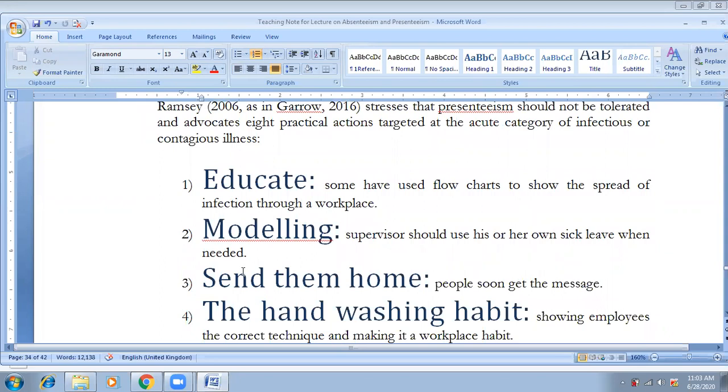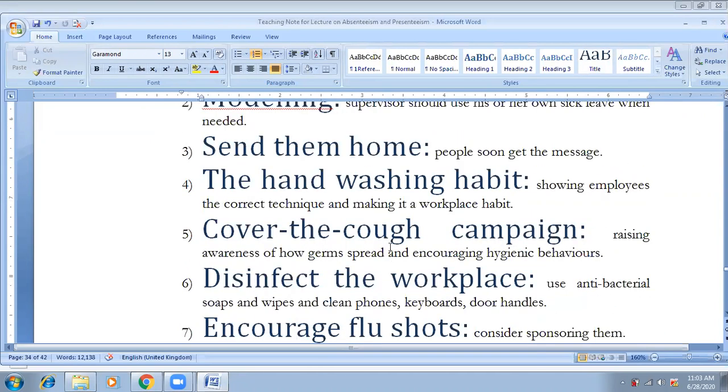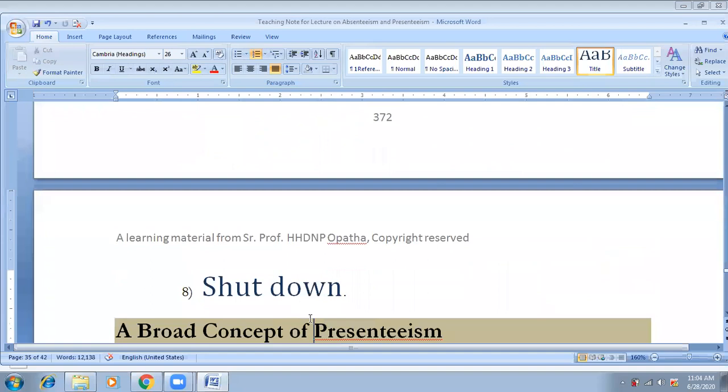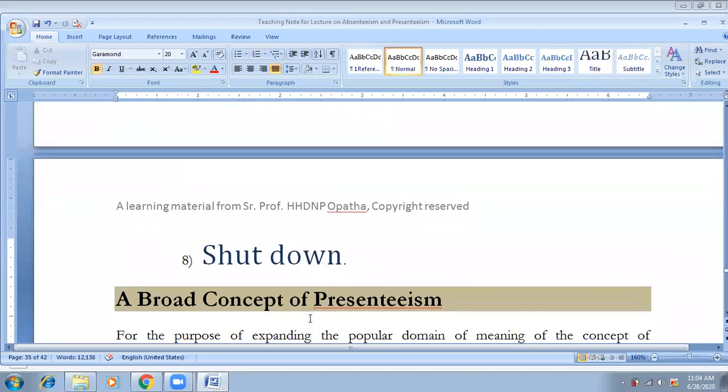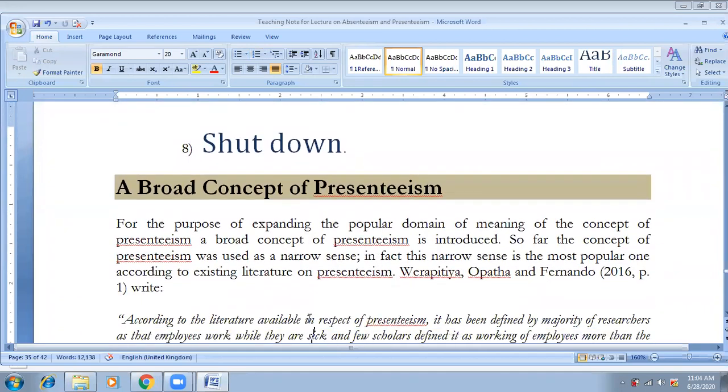Educate: some have used flow charts to show the spread of infection through a workplace. Then modeling: supervisors should use his or her own sick leave when needed. Then send them home, people soon get the message. Then the hand washing habit. Then a cover-the-cough campaign. Then disinfect the workplace. Use antibacterial soaps and wipes, and clean phones, keyboards and door handles. Encourage flu shots or vaccination if there is one. Then shut down: in a very serious situation, we have to shut down.